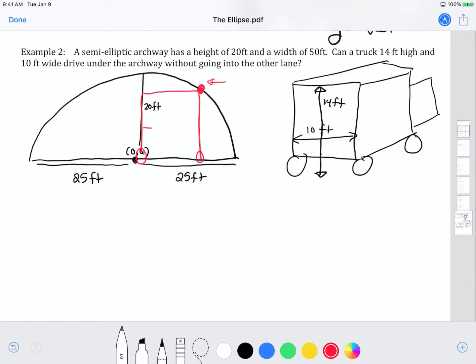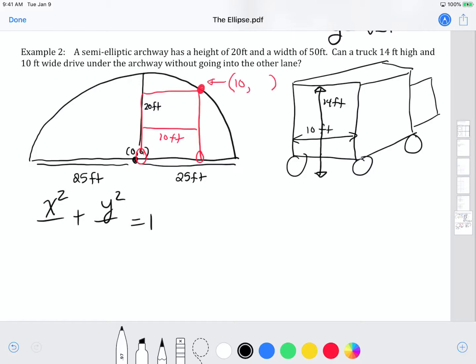So if the truck is 10 feet wide, what we want to do is find the value of y when x is 10. So we need to come up with an equation for this ellipse, plug in x is 10, and see what we get out for y, and then from there we can make a decision. So, since we let the center be 0, 0, it's not going to be shifted. So this is going to be our equation.